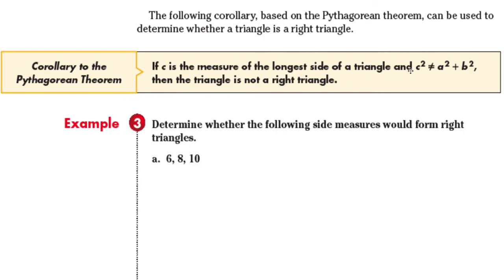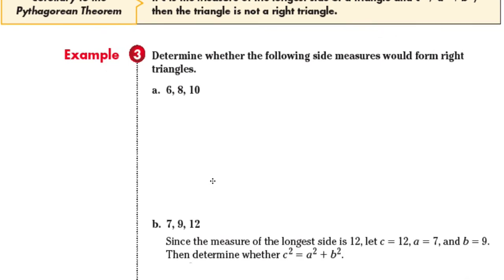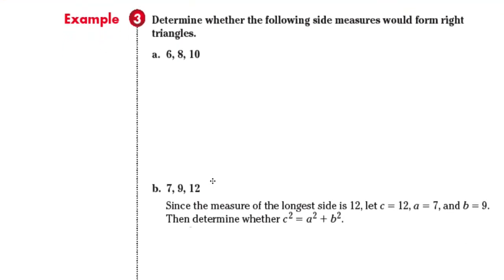So, if c squared is not equal to the sum of a squared plus b squared, then it is not a right triangle. Okay, and we know for a fact that c, the hypotenuse, is always our longest side. So we can look at example 3. Determine whether the following side measures would form right triangles.